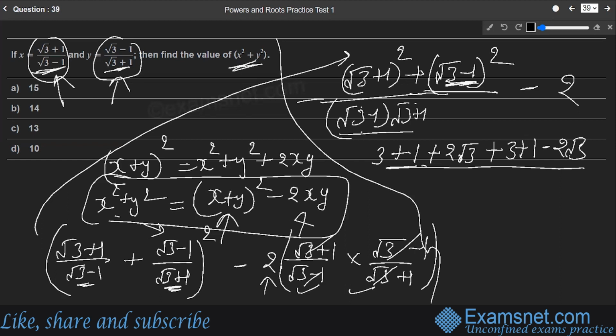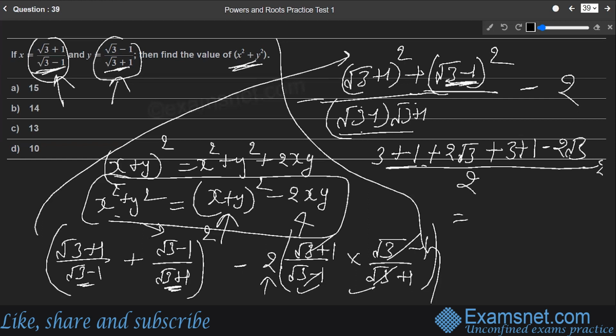Root 3 minus 1, root 3 plus 1. That is nothing but a plus b, a minus b. That can be treated as a square minus b square. That is nothing but root 3 square minus 1 square. That is nothing but 3 minus 1. That is 2. So this is 2, and the minus 2 is still there on the right hand side.